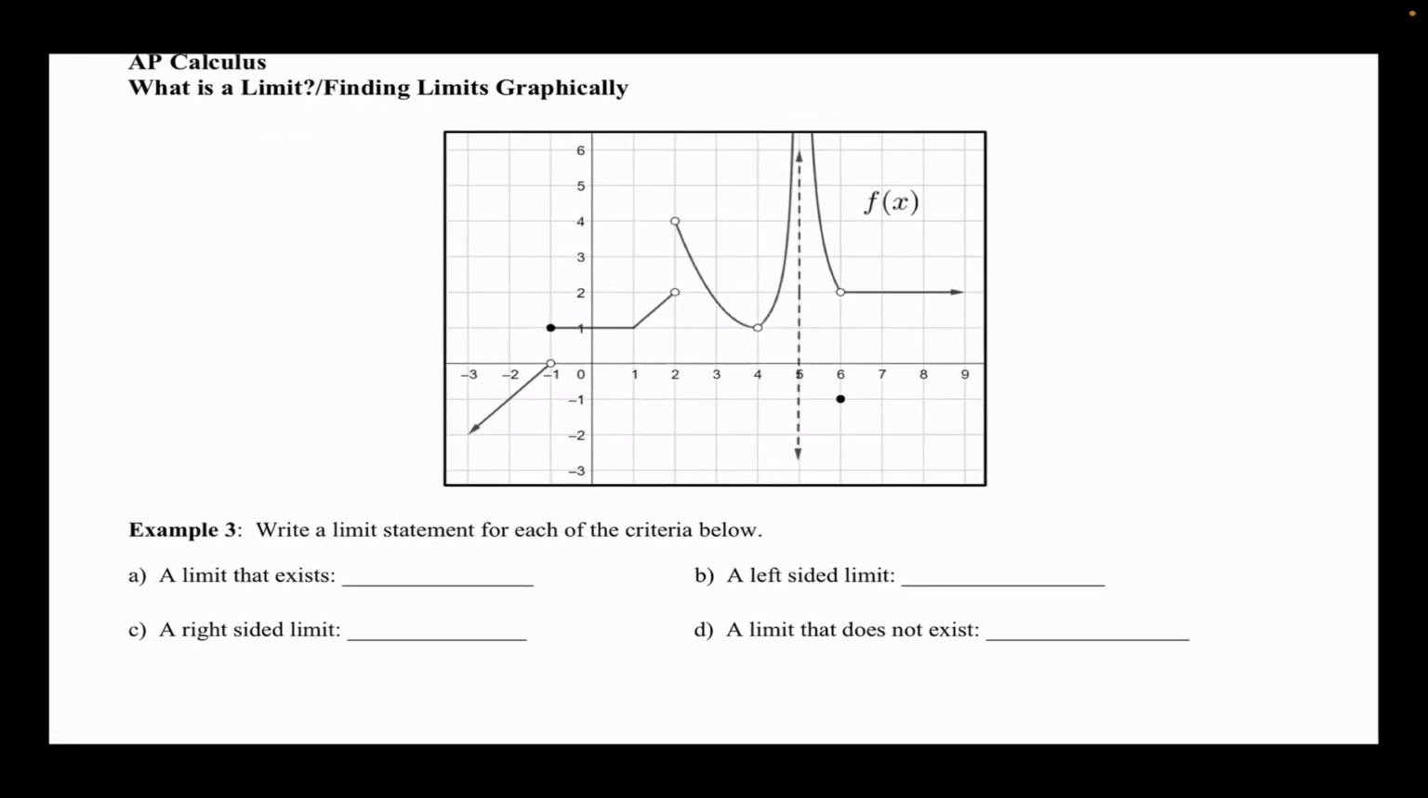Example number 3 is look at the graph. Here on example number 3, there could be multiple answers, not just one answer. So you could have one answer and the person next to you could have a different answer and you'd still be right. So A, give me a limit that exists.